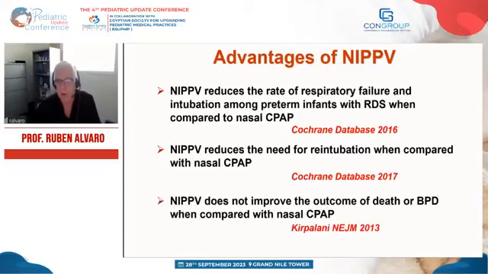Now, what we know from a very large randomized controlled trial by Kirpalani, published in the New England Journal in 2013, is that NIPPV does not improve the outcome of death or BPD when compared to nasal CPAP. Now, I have to make a clarification about this study. This study did not really compare NIPPV with CPAP, and most of the centers during this randomized trial used bi-level CPAP or infant flow CPAP. So it was not a true NIPPV mode that was used in most centers. So I think we need to do a proper study using either NIPPV or SNIPPV compared to CPAP to see if we can get better mortality rates and less BPD.